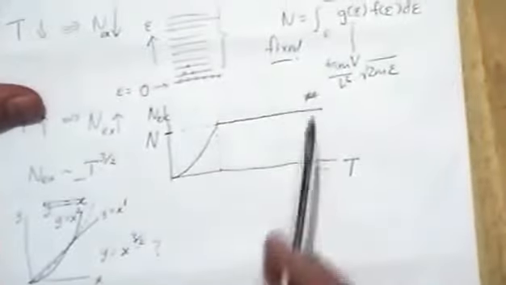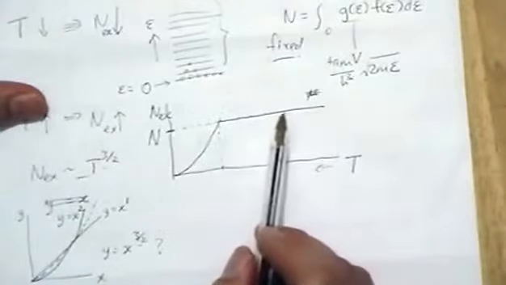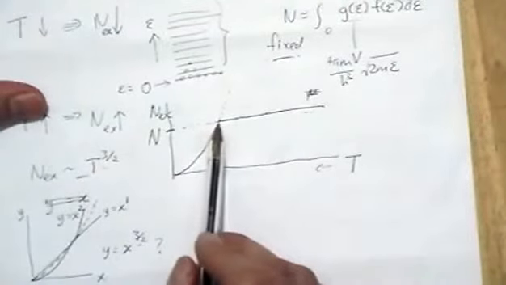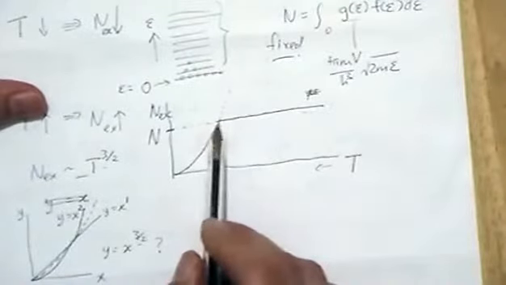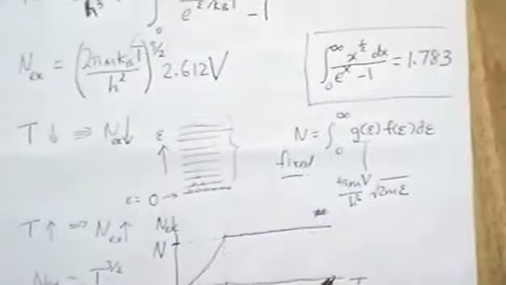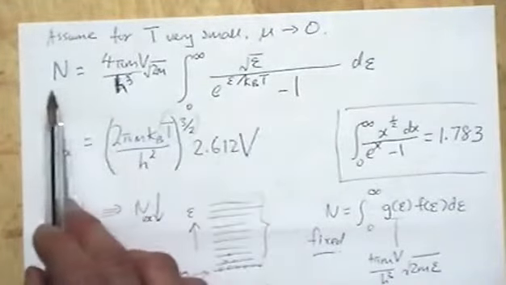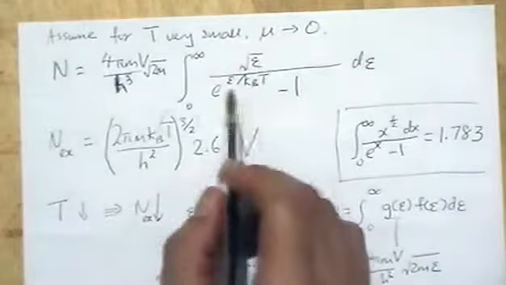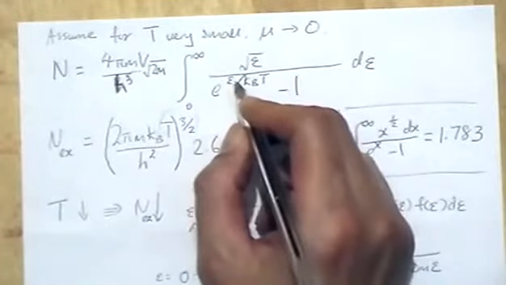Okay, now let's look at this graph. As temperature falls, we will be moving along this line. And when we reach this point, we switch to this curve. And this curve was obtained from here, from this expression for this integral for N. And you remember how we got this? We got this by setting the mu to 0. That's why there's no more mu there.